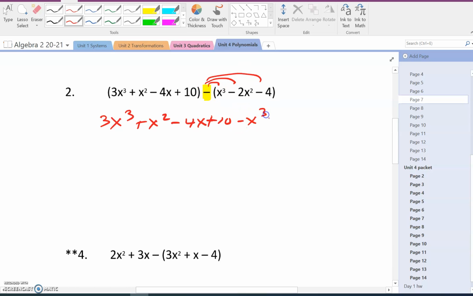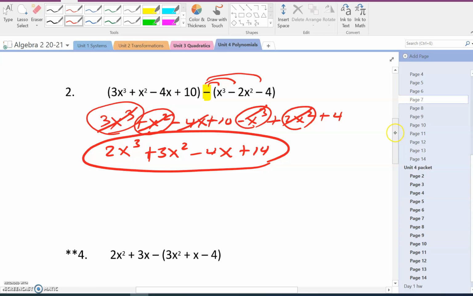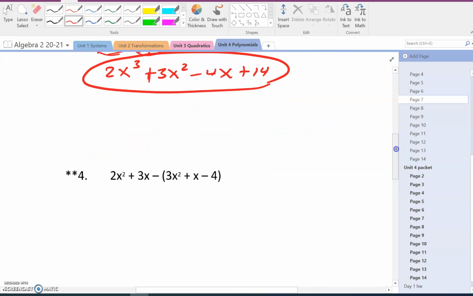So negative x cubed plus 2x squared plus 4. And then I go with my like terms. So 3x cubed minus x cubed is 2x cubed. I get x squared, 2x squared is 3x squared. Negative 4x is all by itself. And 10 and 4 is 14. Pretty straightforward. Just got to pay attention to that negative.